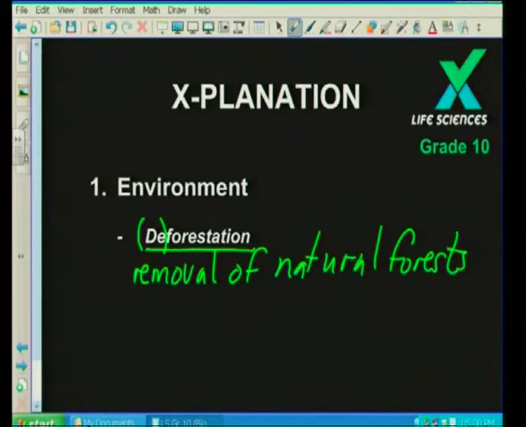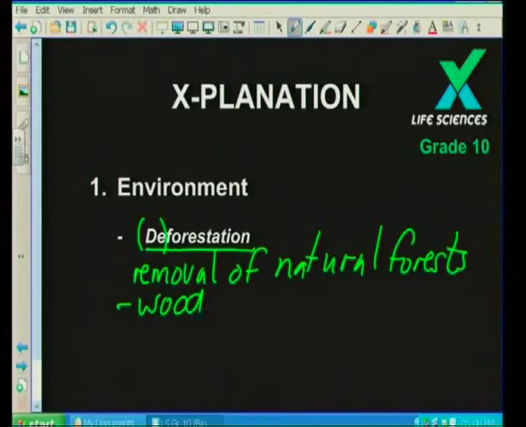Why would people remove our trees? There are various reasons why people remove trees. Now, you can think for yourself. People need wood. They need timber to build houses, to make furniture, to sell, to make money. Okay, so we can say that they need wood. All right, they need wood to make furniture. They need wood to burn, to cook their food and to keep warm.